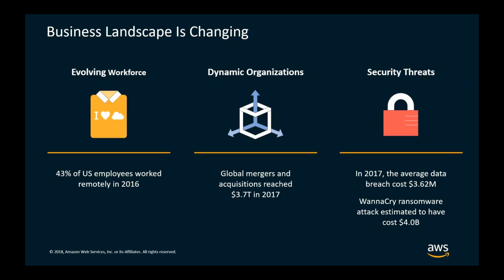At the same time, organizations are becoming more dynamic. Businesses large and small are increasingly operating in global environments. Global mergers and acquisitions reached $3.7 trillion in 2017. As businesses operate globally, they need to match their presence around the world, and AWS gives them an easy way to do that. And of course, security is a continually pressing concern. In 2017, the average data breach was estimated to cost $3.62 million, with the WannaCry ransomware attack alone estimated to run upwards of $4 billion.